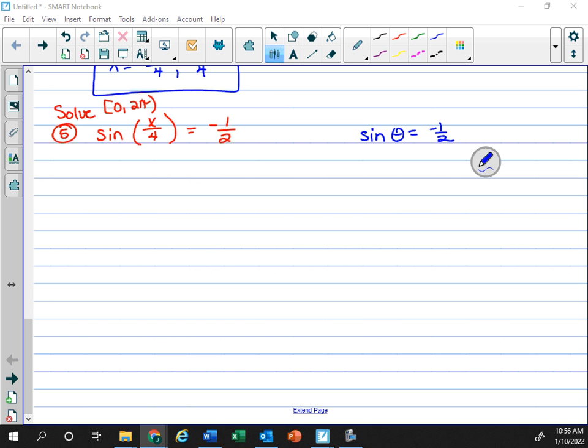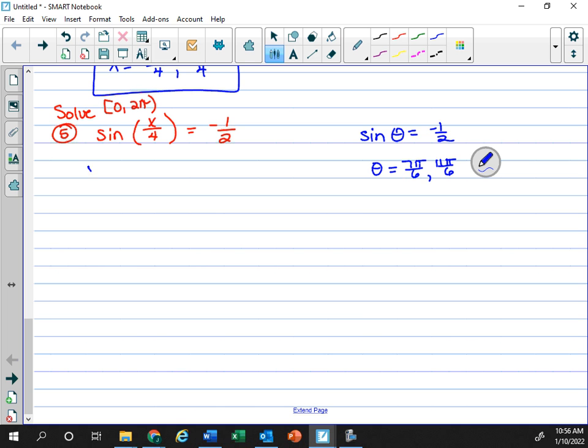Are you guys noticing anything weird with this one? All right, let's go through it. It is strange because of that 1/4. So first I'm going to start where does sine equal -1/2. So guys, where does that happen? Are we at 7 pi over 6 and 11 pi over 6? We okay with that? Okay.